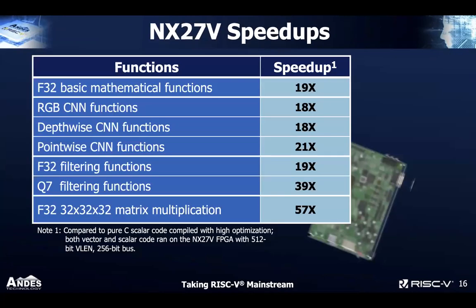So for the RISC-V vector processor NX27V, what kind of speedups do we really expect? Well, basic math functions, about 20 times speedup. AI CNN functions, another 20 times. And for 32-bit floating point matrix multiplication, we can actually accelerate this about 60 times, assuming we can feed the vector engine and it works well.